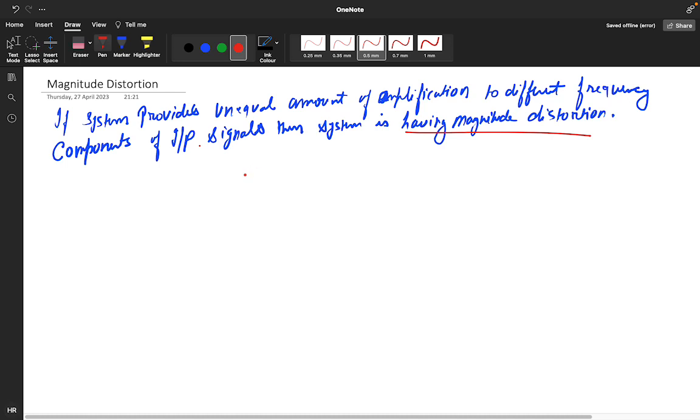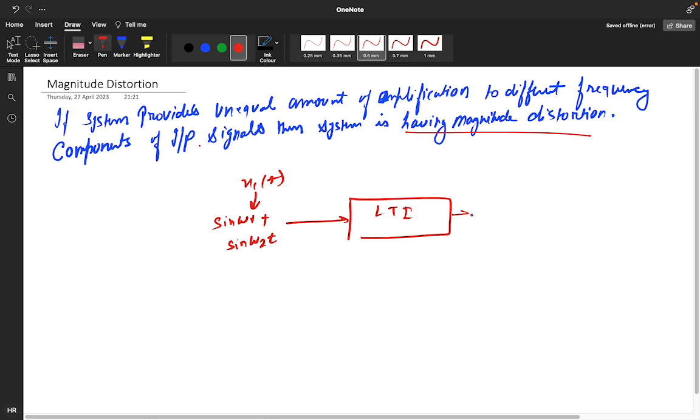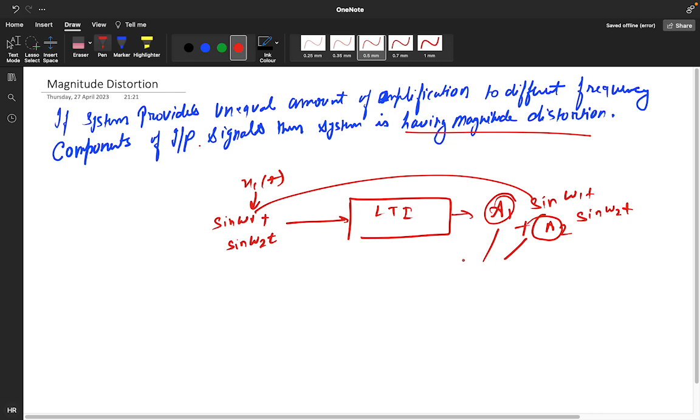So you are giving a different frequency input, like x1 of t, which has two kinds of frequency, suppose sine omega 1 t plus sine omega 2 t, and you are providing this to one LTI system. So what you will get is a different amplification for each: a1 sine omega 1 t plus a2 sine omega 2 t. If a1 is not equal to a2, then magnitude distortion will happen.